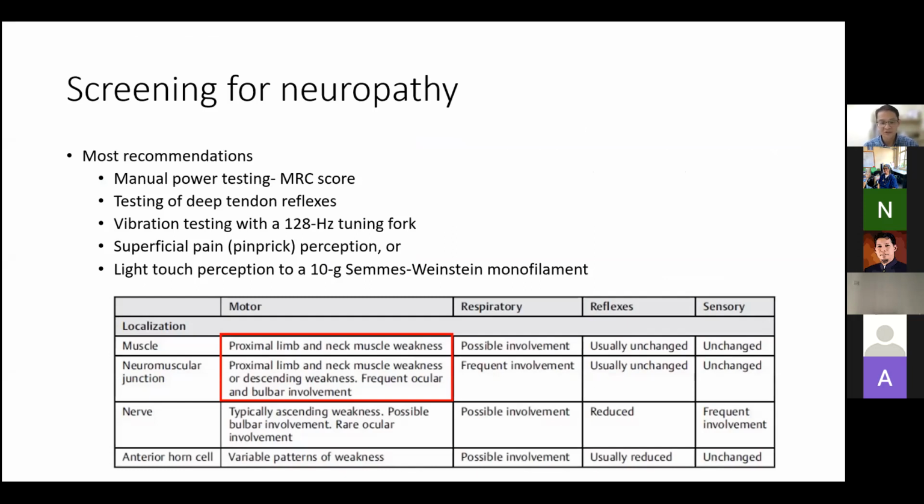So basically, in general, okay, if you see someone with predominantly proximal muscle weakness involving the lower limb especially, or even the upper limb, they are more of a muscle or neuromuscular junction problem.